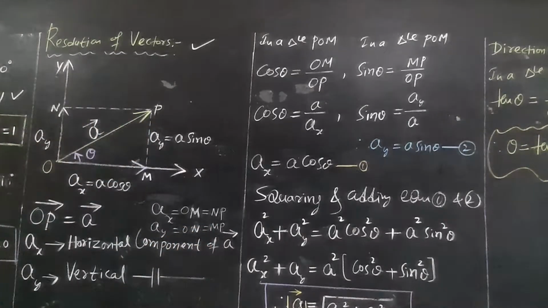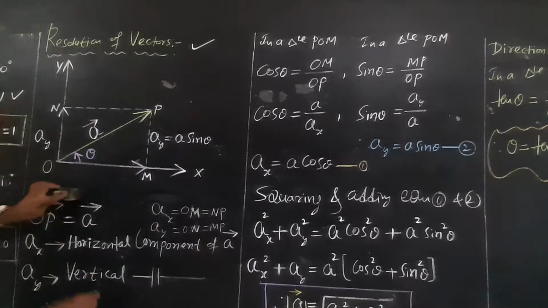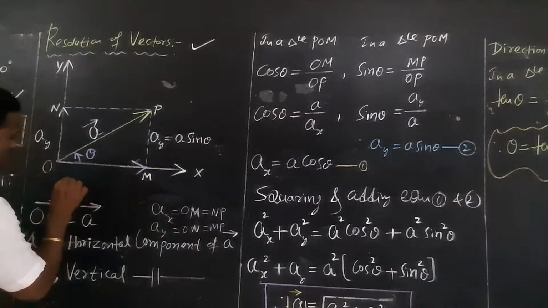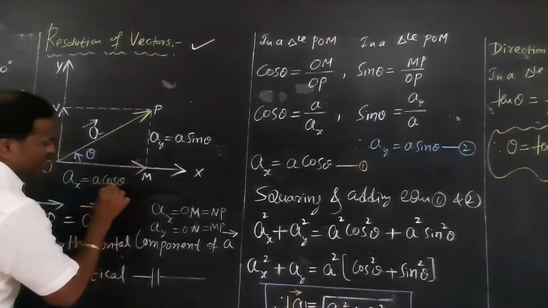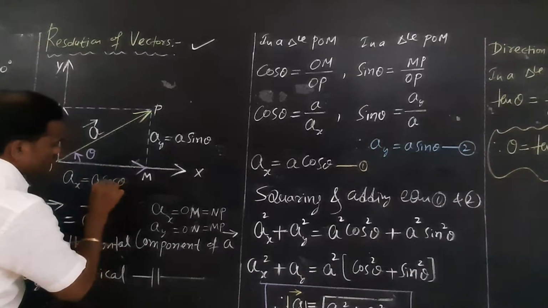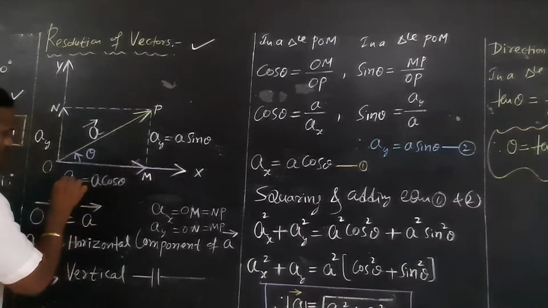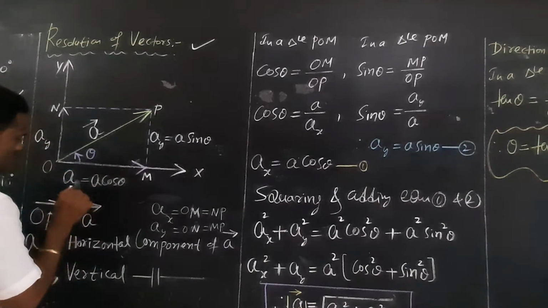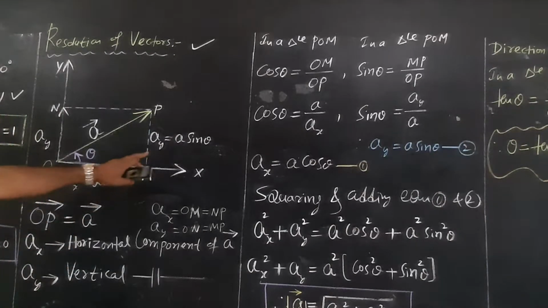What do you mean by resolution of vectors? The process of splitting up of a vector into its horizontal component and vertical component is what is called resolution of vectors. Therefore, you will get Ax is equal to A cos theta. The horizontal component Ax is equal to A cos theta and Ay is equal to A sin theta.